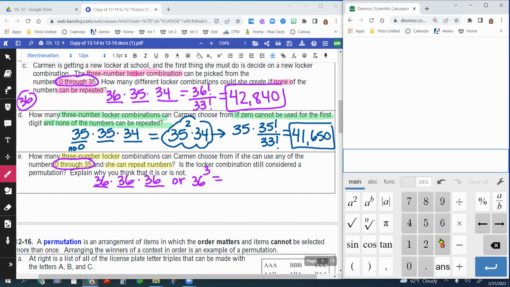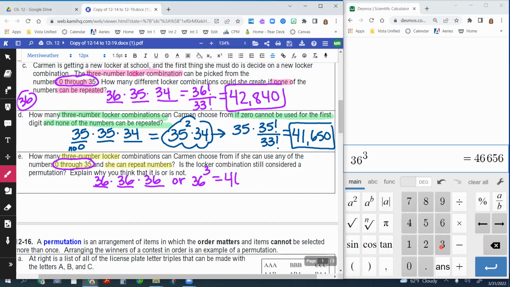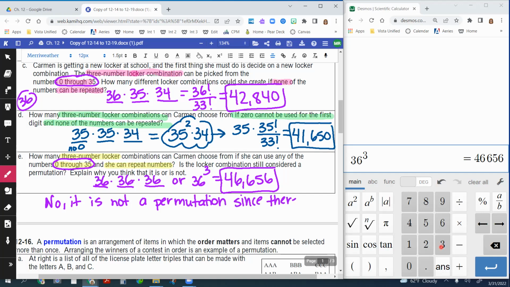And 36 to the third is 46,656. Now, is this a permutation? No, it is not a permutation, since there is repetition. If you can repeat, it's not going to be a permutation.